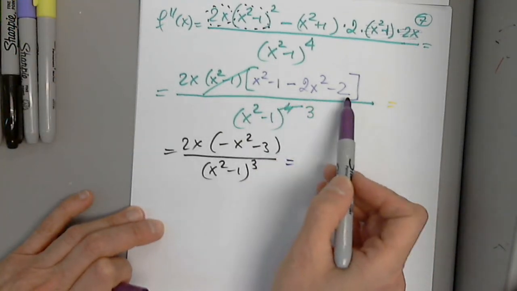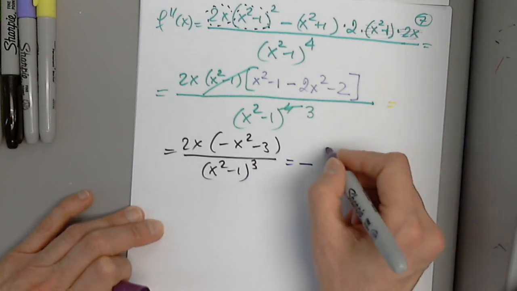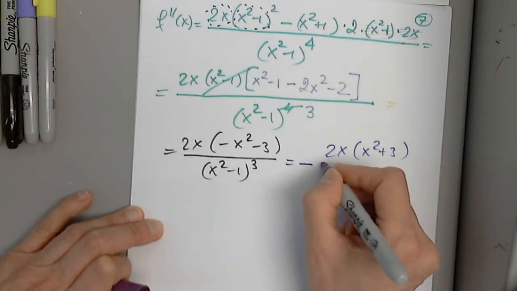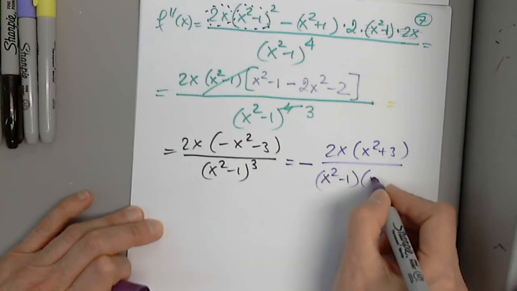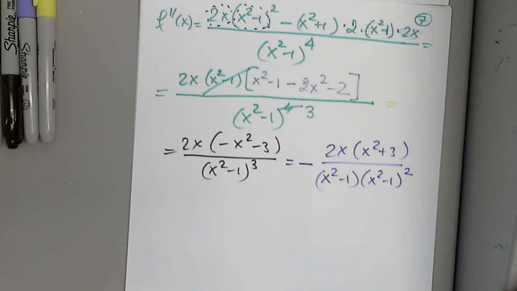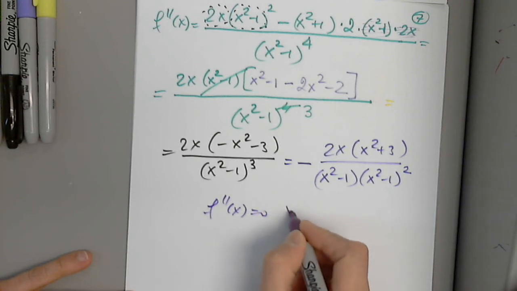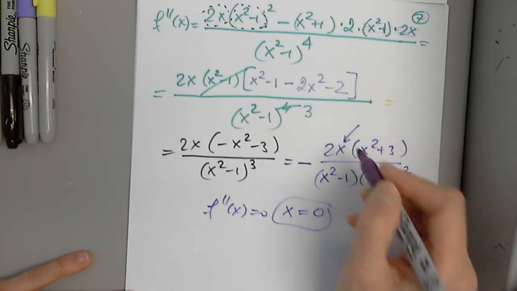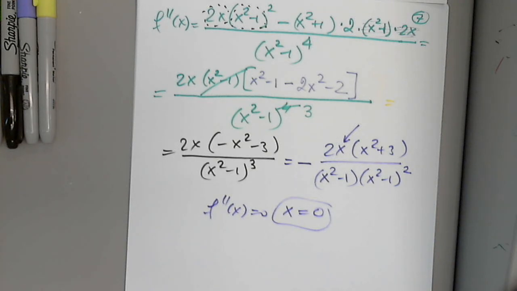Okay, so this is negative x squared minus 3. These two are both negative. I will put negative outside: 2x, x squared plus 3. And I will split the denominator. And you will tell me why I split the denominator. x squared plus 3 is always positive. x squared minus 1 squared is always positive, so I'm not going to worry about this. This can never be 0. So the second derivative equals 0 means only x equals 0. Only this piece can be 0. No other piece can be 0.